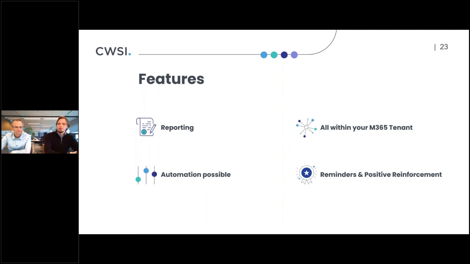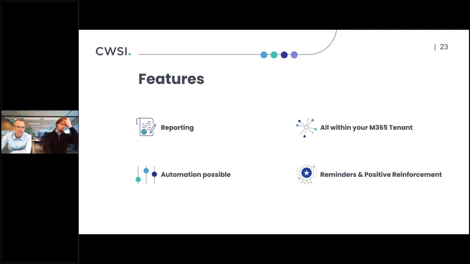So automation is also a very important one. You can automate simulations and configure them beforehand to make it possible to create less administrative overhead. And reminders and positive reinforcement are included. There are automated reminders for people who need to follow training, and you can also use positive reinforcement if somebody did report a phishing email and deleted it.